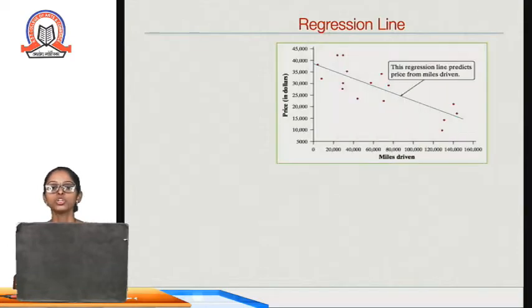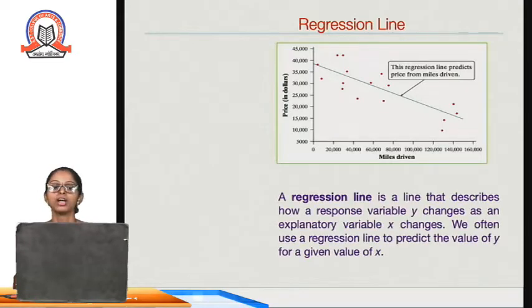This graph shows how the regression line is predicted. This regression line predicts the price from miles driven. This is a straight line, meaning when our miles driven value increases, our price also increases. A regression line is a line that describes how a response variable y changes as an explanatory variable x changes. We often use a regression line to predict the value of y for a given value of x.